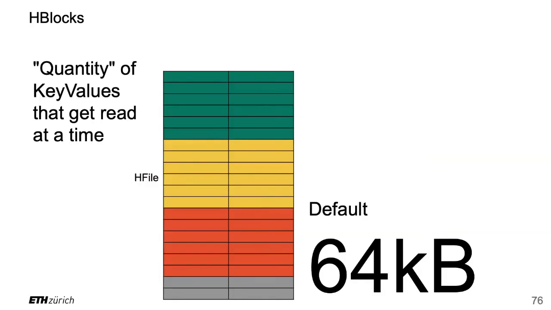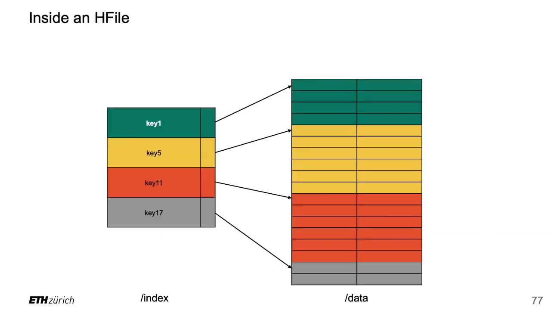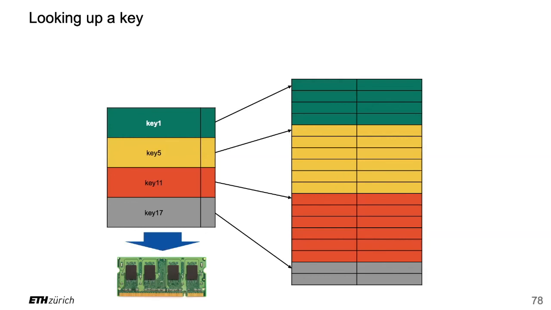So what do we do? Well, in the HFile, we have an additional auxiliary structure, kind of an index, that helps reading it faster. This structure is also stored as part of the HFile and gives you the starting keys of every H block. So it tells you key 1 starts the green H block, then key 5 starts the yellow one, key 11 the orange one, and so on.